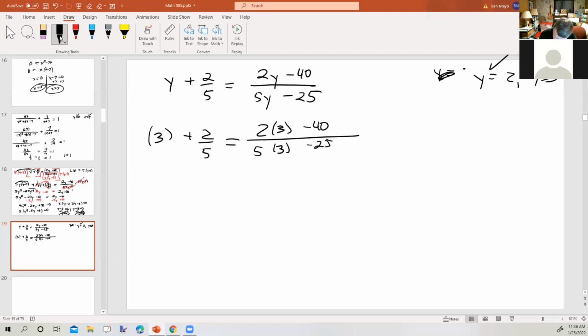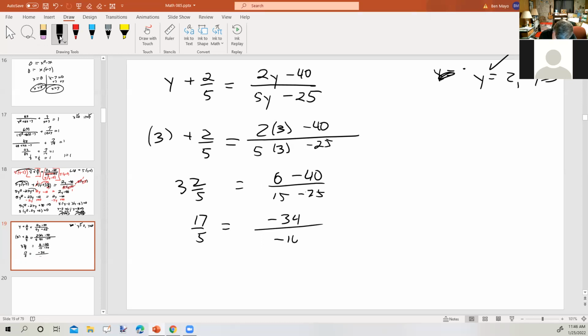All right, let's put 3 in. 3 and 2/5, 17/5. 6 minus 40 over 15 minus 25. Negative 34 over negative 10, which reduces to 17/5. And it checks. All right.